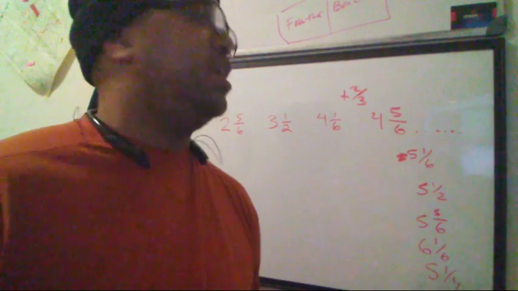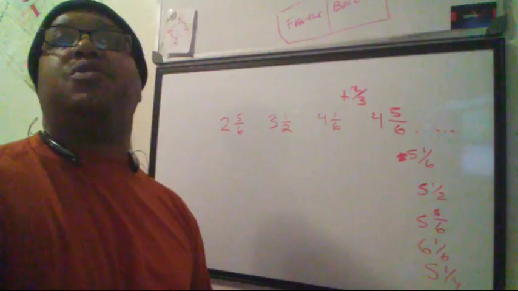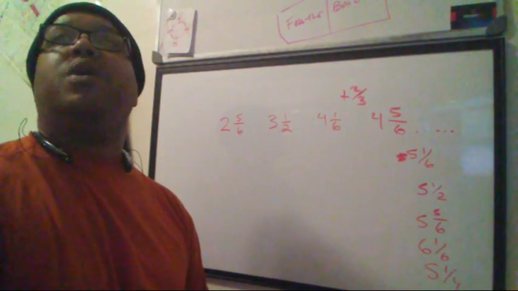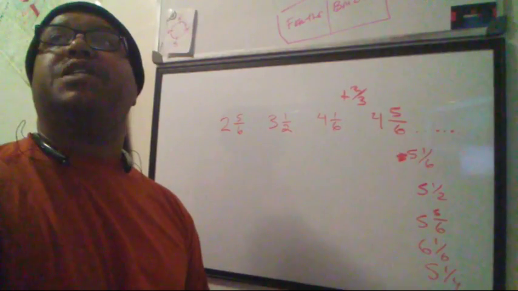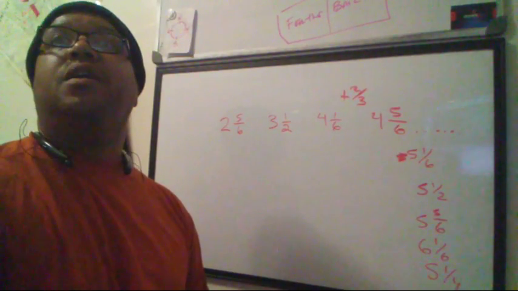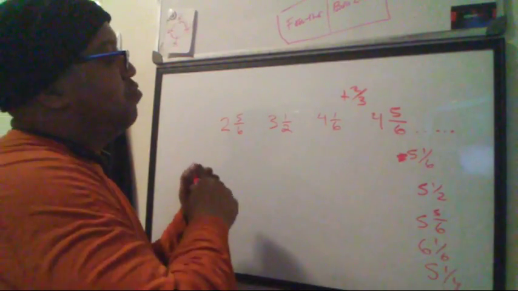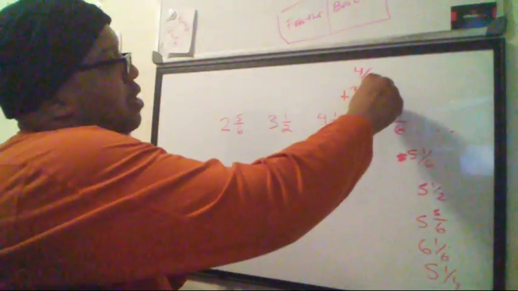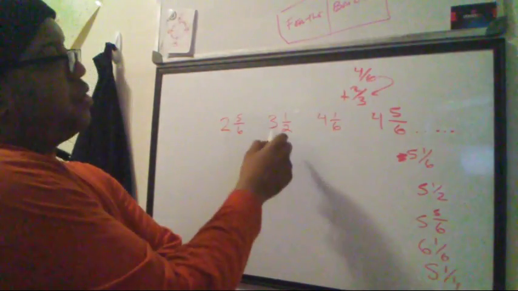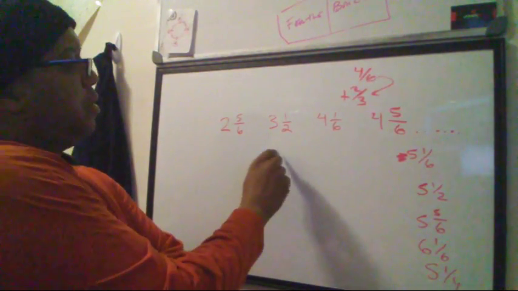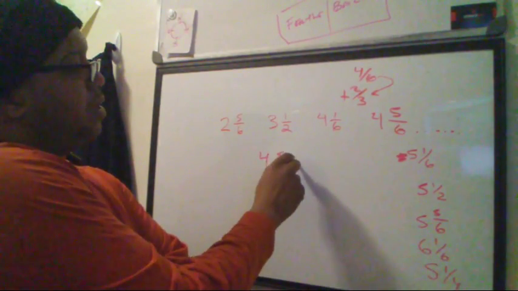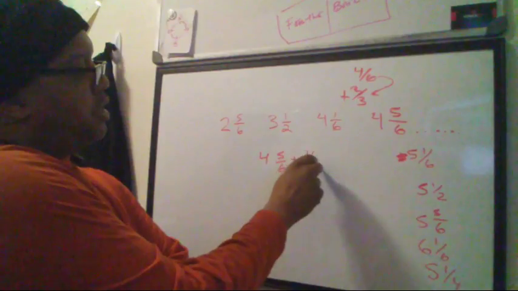Adding 4/6 or 2/3. Okay. So it was an arithmetic sequence, and 4/6 is the item because I did break it down to 2/3. The 4/6, I broke that down to 2/3. So 4/6, 4 and 5/6 plus 4/6.